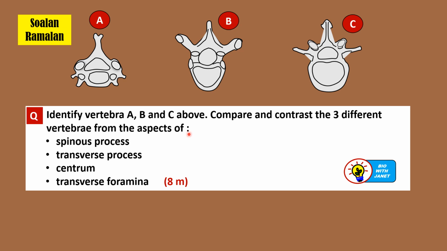Then compare and contrast the three different vertebrae from the aspects of spinous process, transverse process, centrum, and transverse foramina. 8 marks. Right, so first you have to identify the vertebrae here, and then compare and contrast. So you have to give the similarities and differences. Now for differences or similarities, we can mention the spinous process, transverse process, centrum, or transverse foramina, and other aspects, right? So altogether, 8 marks.